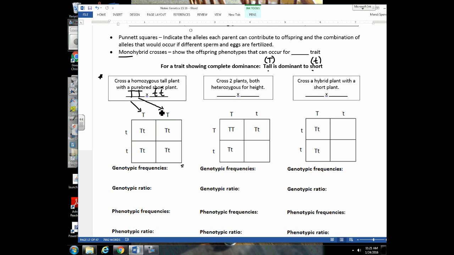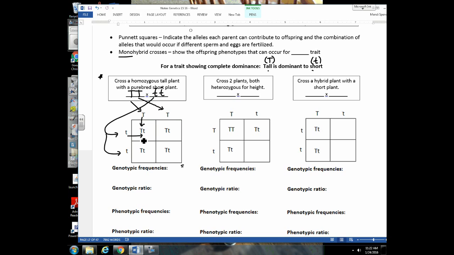And then this one is showing you that this parent is either going to pass on a little t or it's going to pass on a little t. And then you bring the letter down, take the letter across. So in this box we have big T, little t. I like to write the capital ones first.